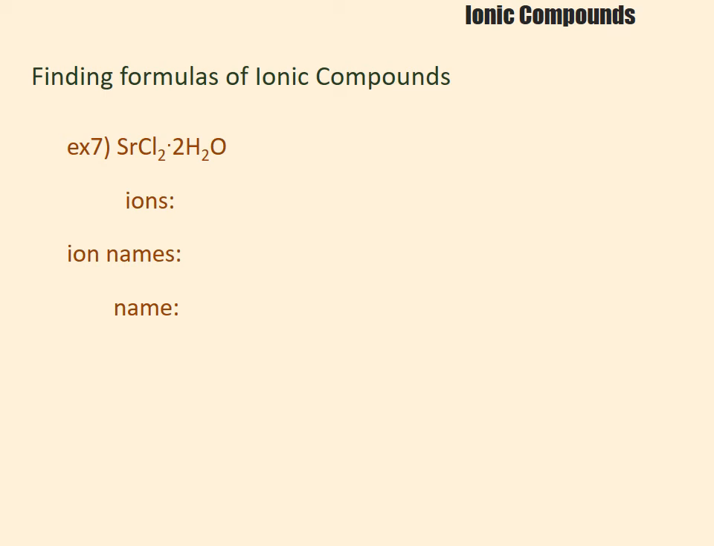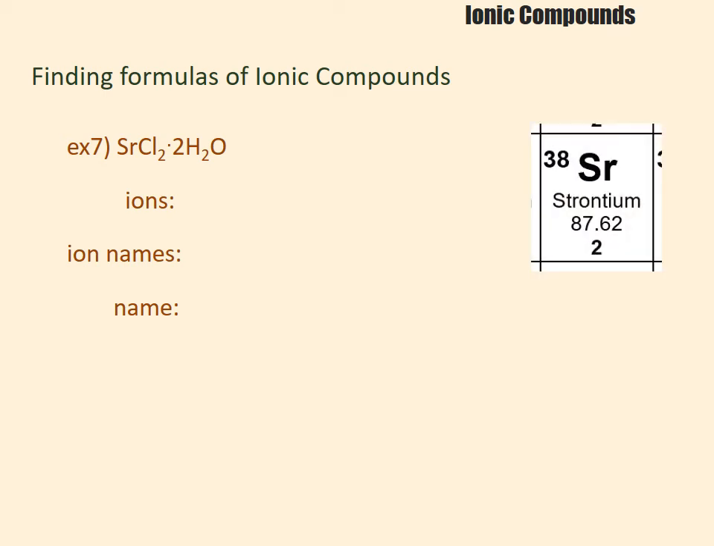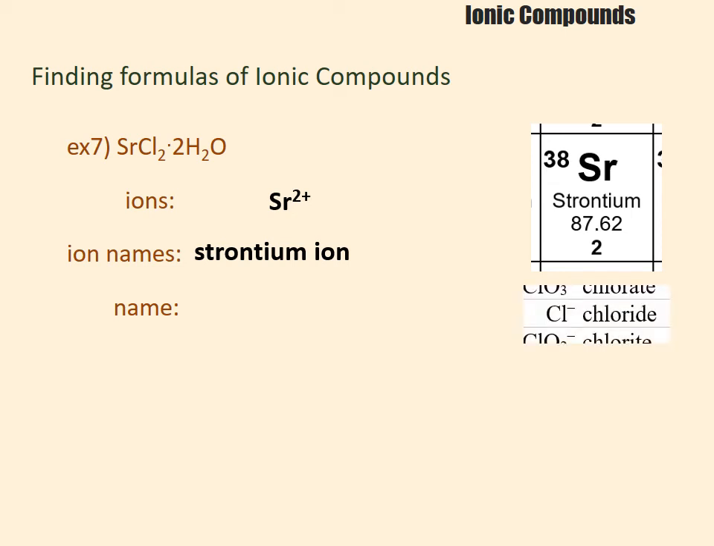Example 7, SrCl2.2H2O. I look up Sr. I see it can only have a +2 charge, so it's simply called strontium ion. I then look up Cl on my negative list, and I find Cl-, which is called chloride. So SrCl2 is called strontium chloride.